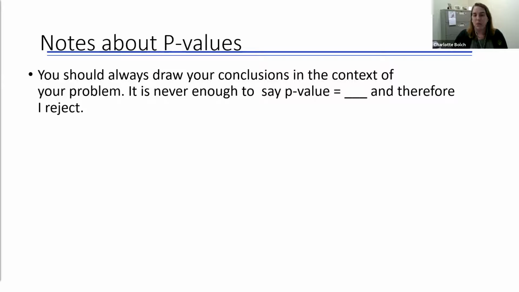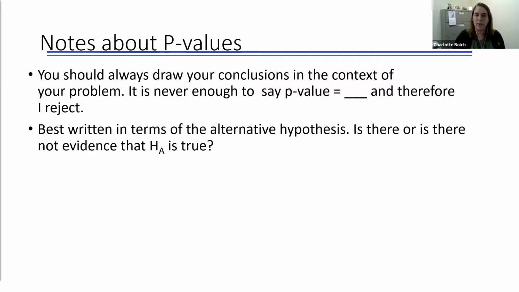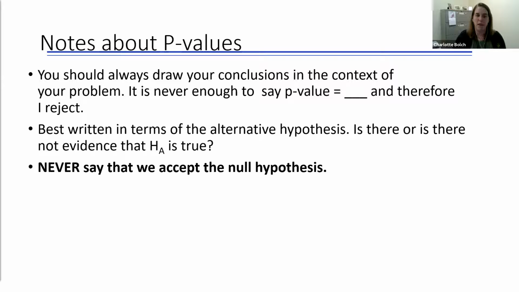So we always want to make sure we draw our conclusions in the context of the problem. So it's never just enough to say the p-value is equal to this and therefore I reject. We always want to make sure we have context of what we're actually doing with our hypothesis testing. So it's usually best to write your conclusions in terms of the alternative hypothesis. And so you're saying, is there or is there not enough evidence that the alternative hypothesis is true? And we never say that we accept the null hypothesis.